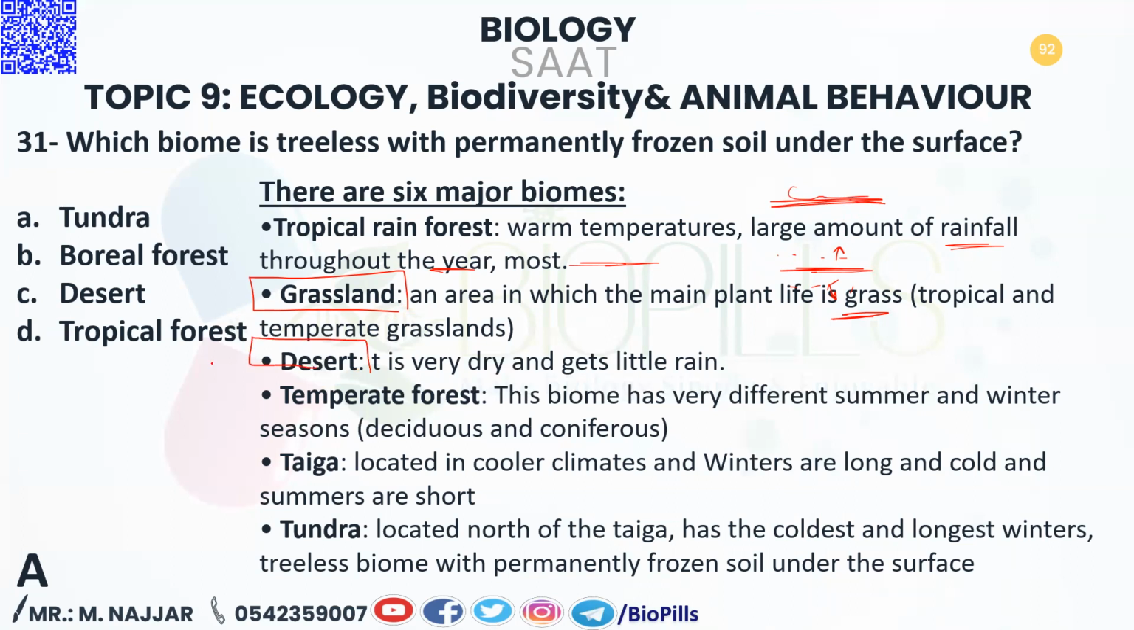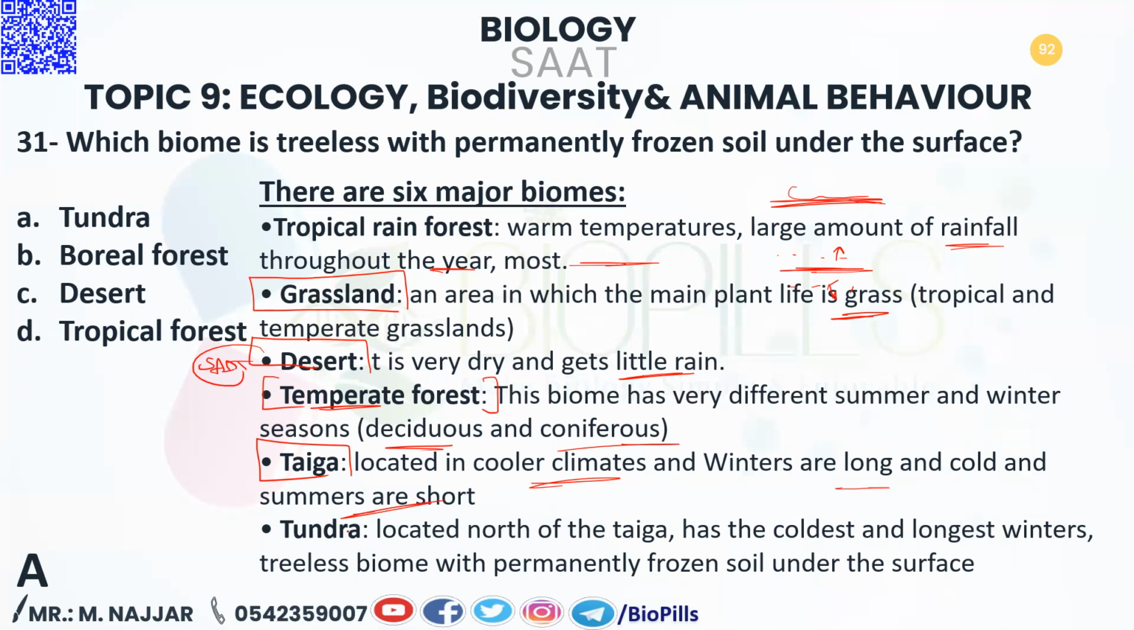The desert, which came in one of the questions as well, is very dry and gets very little rain. The temperate forests have very different summer and winter seasons. They include deciduous temperate forests and coniferous temperate forests as well. Then we have the taiga biome. Taiga means the Russian forests. It's located in cooler climates, and the winters there are long and cold, and the summers are short.